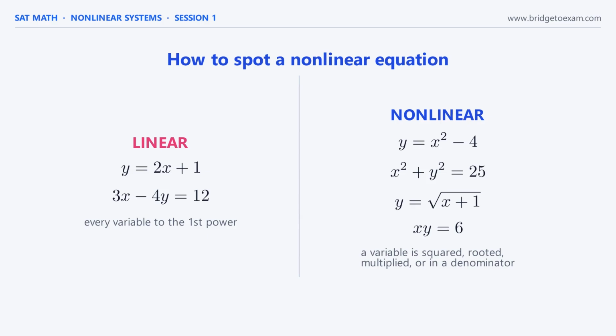Maybe it's squared, like x squared. Maybe two variables are multiplied together, like xy. Maybe there's a square root, or a variable sitting in a denominator. Any one of those bends the graph into a curve. So here's your quick test. Look for a variable that is not simply raised to the first power. Find one and you're holding a nonlinear equation.